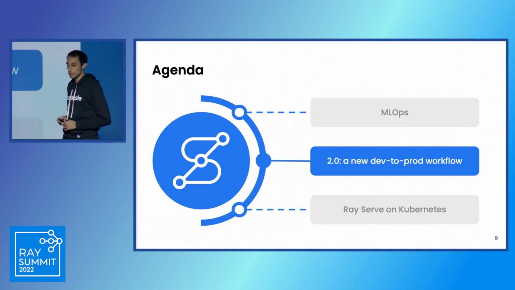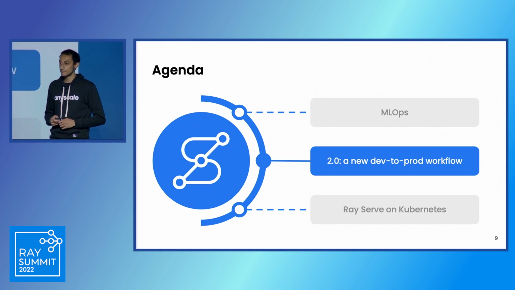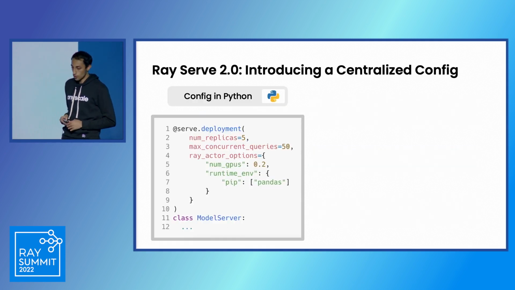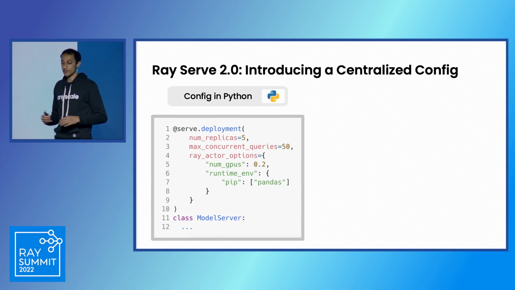Now let's dive a little deeper into Serve 2.0 and talk about how the new dev-to-prod workflow helps deliver a lot of these MLOps benefits for your application. In Serve 1.0 and in Serve 2.0, you can define your config in Python. In Serve 1.0, we saw that you could define configure information like the number of replicas, your auto-scaling parameters, your runtime environment information, maximum concurrent queries, and more inside of the deployment decorator. You can continue to do this in Serve 2.0, and it's a really useful way for you to iterate on your application during development, because you can tweak these parameters directly in Python and find what works best for your application.